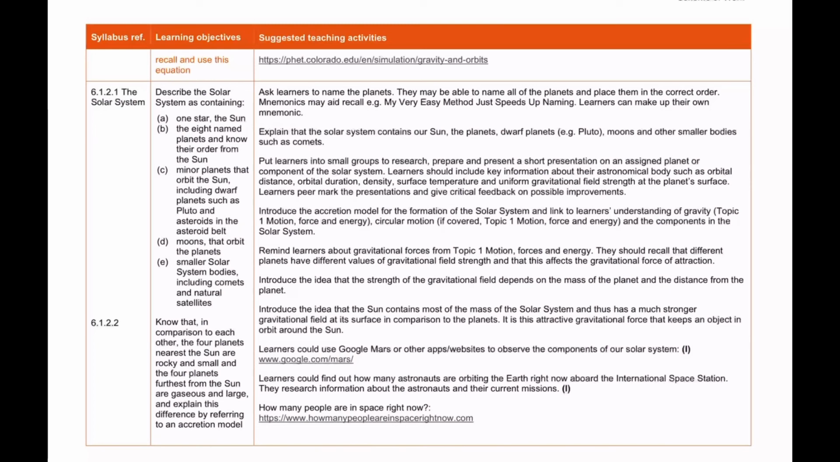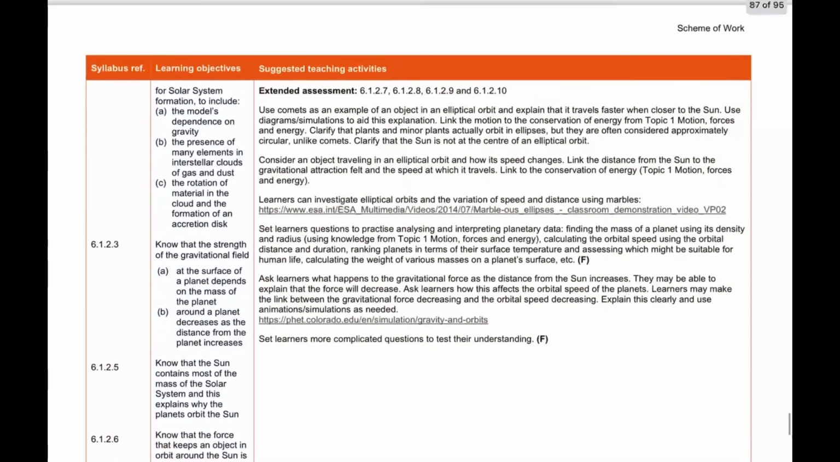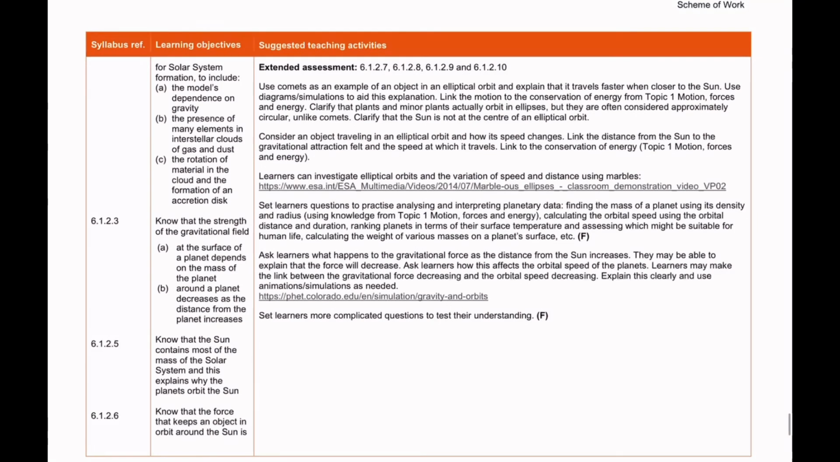Note that in comparison to each other, the 4 planets nearest the Sun are rocky and small, and the 4 planets further away from the Sun are gaseous and large, and explain this difference by referring to an accretion model for solar system formation to include: A. the model's dependency on gravity, B. the presence of many elements in interstellar clouds of gas and dust, C. the rotation of material in the cloud and the formation of an accretion disk.